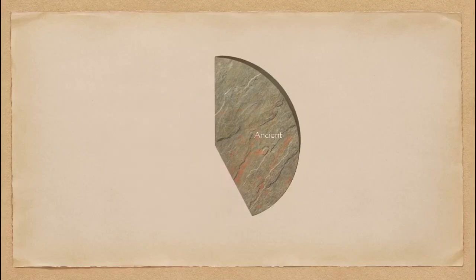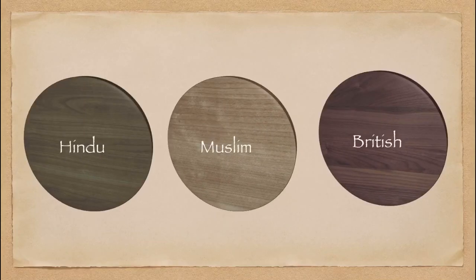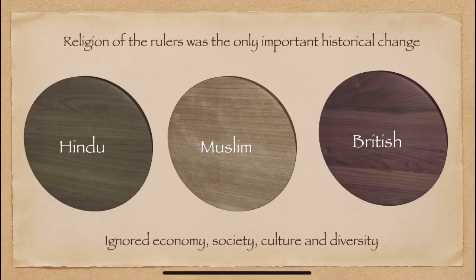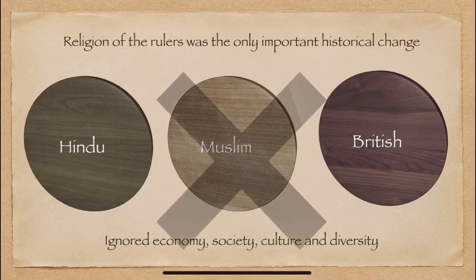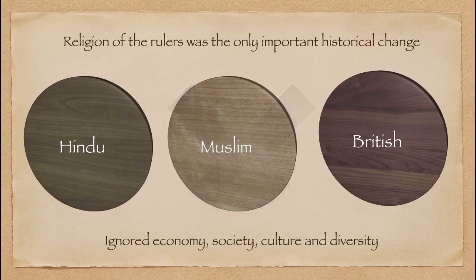In the middle of the 19th century, British historians divided the history of India into three periods: Hindu, Muslim and British. They divided the history on the basis of the religion of the rulers, considering that religion was the only important factor that changed, which is obviously wrong. Why? Because such a division completely ignores economy, society, culture, and diversity of this great nation. Therefore, because of these factors, this periodization is hardly followed today.